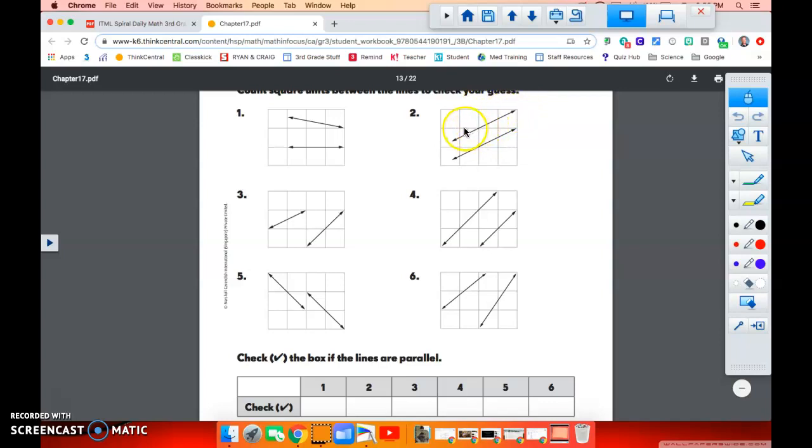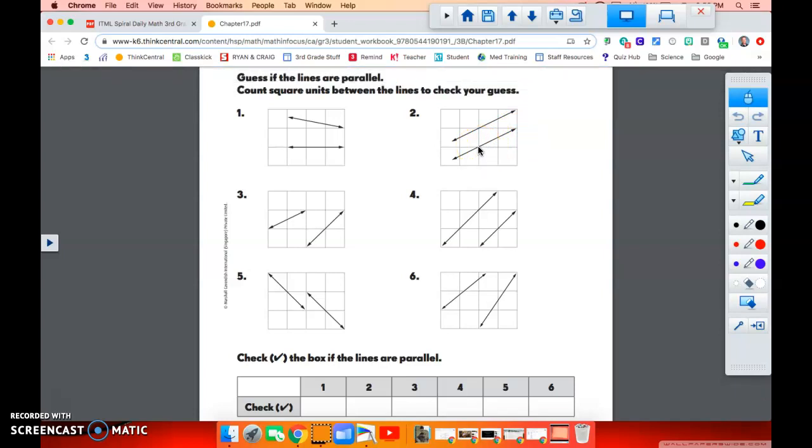I could go down 1 and over 2, and the next line, if you continue it out further, is going to go right here. So looking at the line below it, we go down 1 over 2. Okay, it's the same pattern, so it's also going to be parallel. They do match. They will never touch.